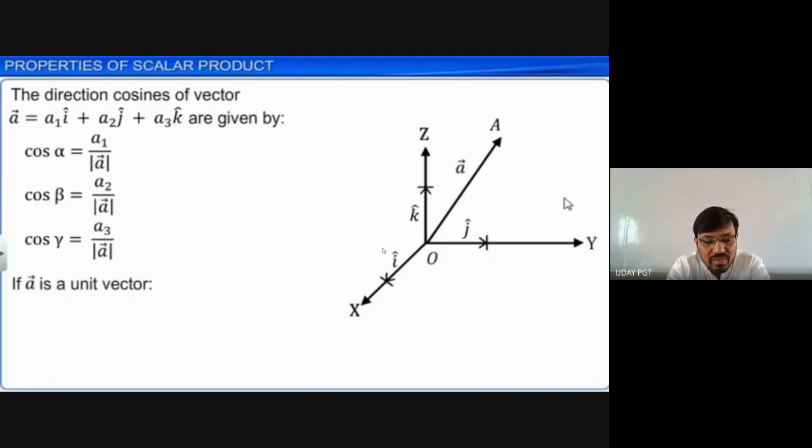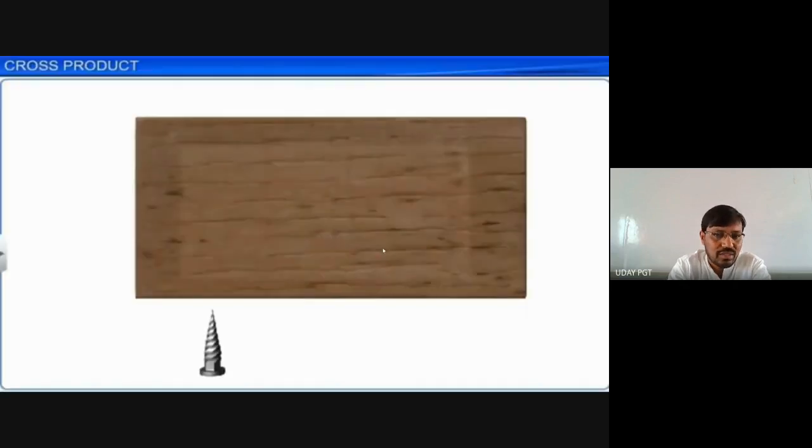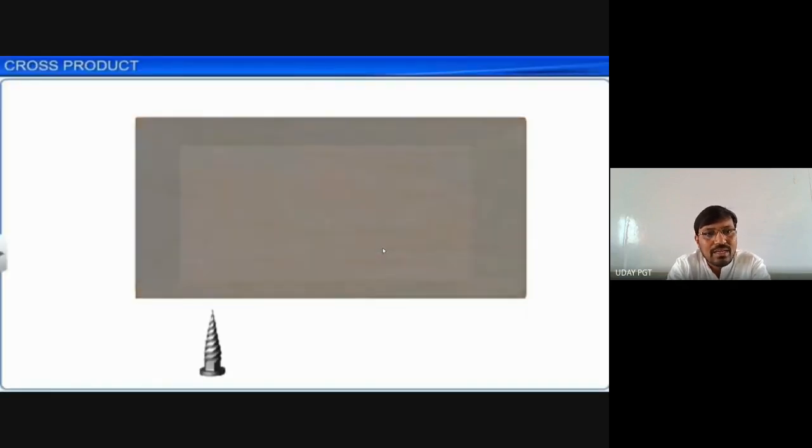If A vector is a unit vector, then A1 is cos alpha, A2 is cos beta, A3 is cos gamma. So that's why the vector can be written as cos alpha into I vector, cos beta into J vector, cos gamma into K vector. Okay, so this is the dot product of the two vectors.